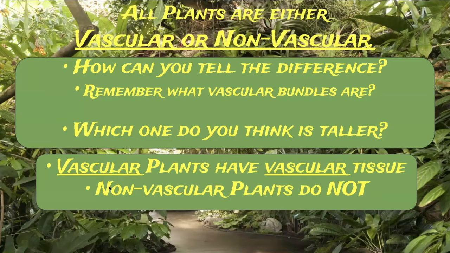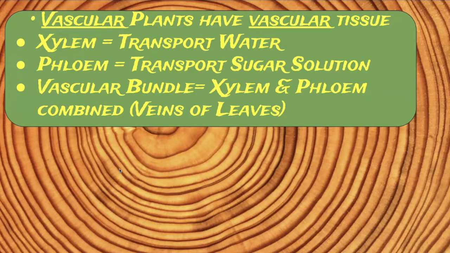Now, when we're talking about vascular, think like vessels or veins and arteries, because that's what vascular tissue is for us. It's our veins and arteries, things that transport our blood. Now, plants don't have blood, but they have water that they need and other nutrients that have a sugary consistency. Think of the sap of a plant. Those need to go all throughout the plant, and so they're going to use vascular tissue to do that. And so vascular plants have vascular tissue, and that vascular tissue is made up of two different types known as xylem and phloem.